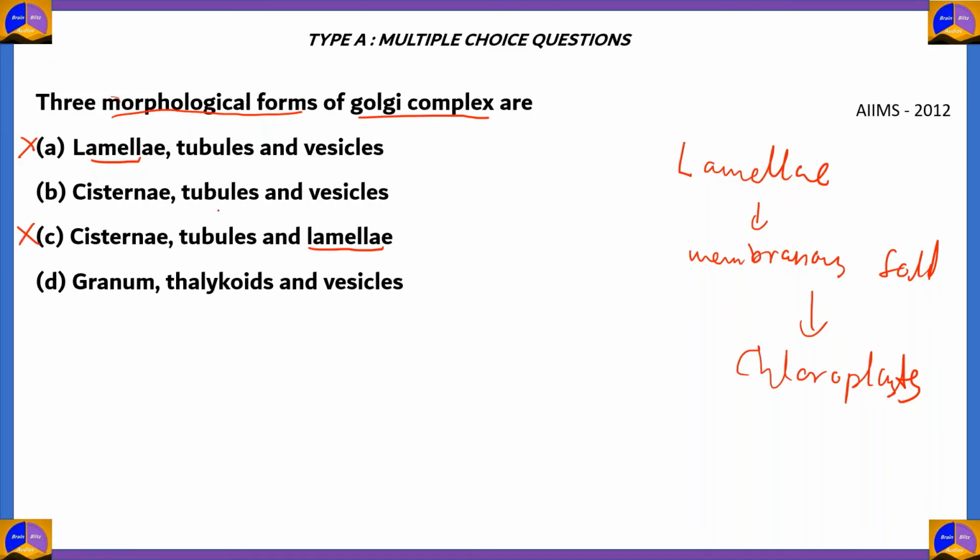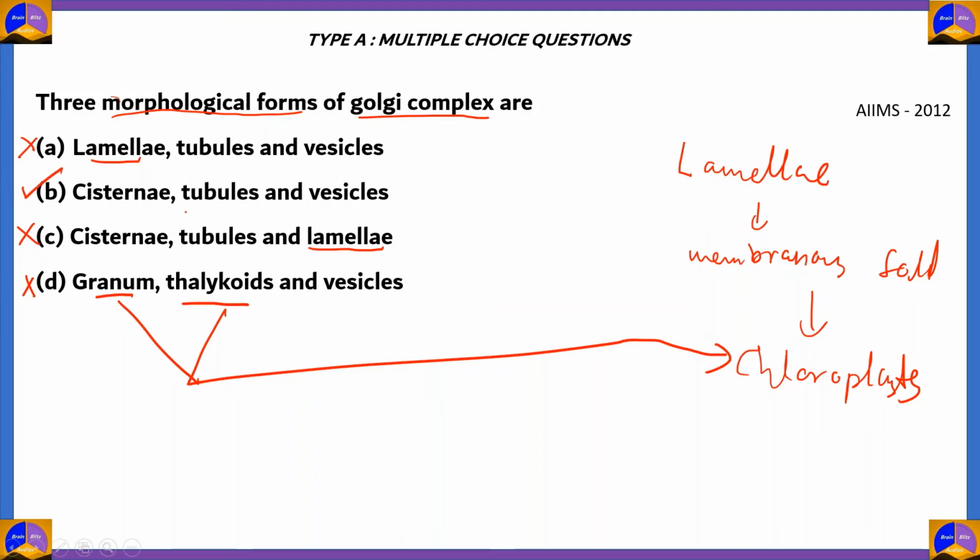What about option D, granum, thylakoids, and vesicles? Granum and thylakoids again are found in chloroplasts, so option D is incorrect. The right answer is option B. Cisternae, tubules, and vesicles. These are the three types of morphological forms of the Golgi complex.